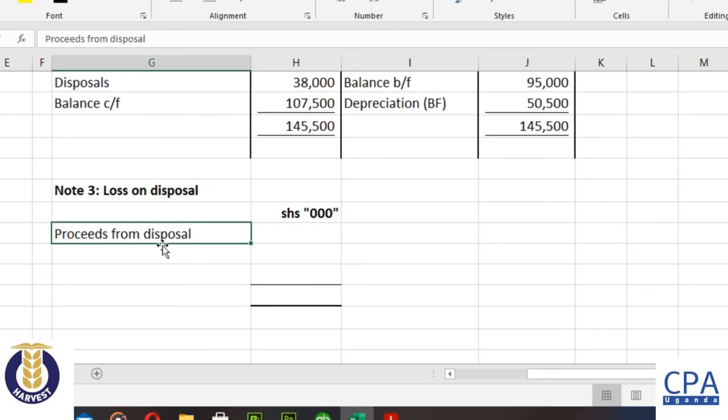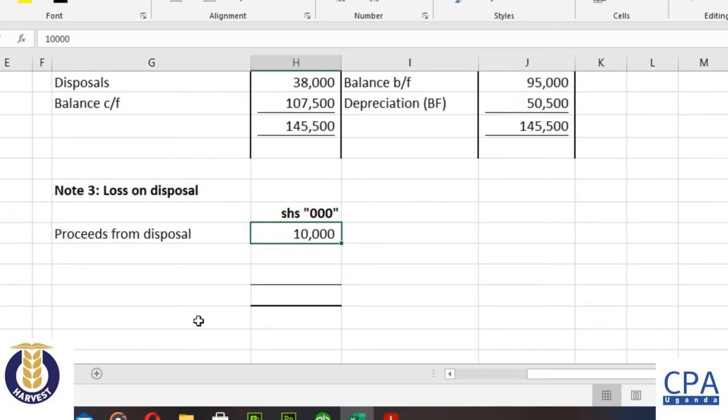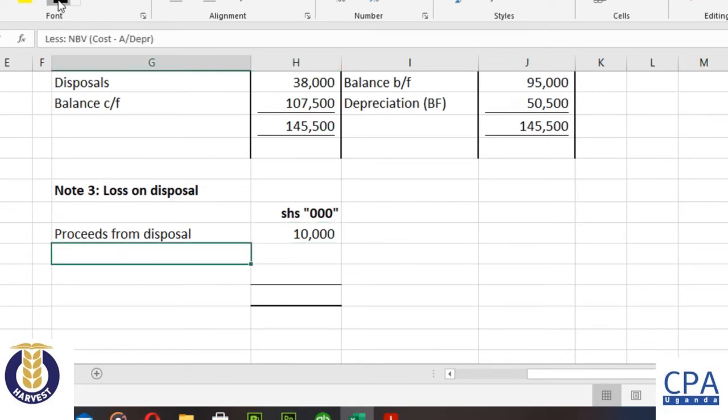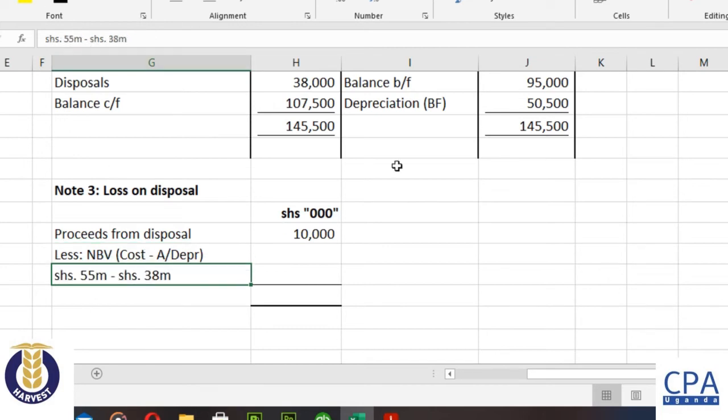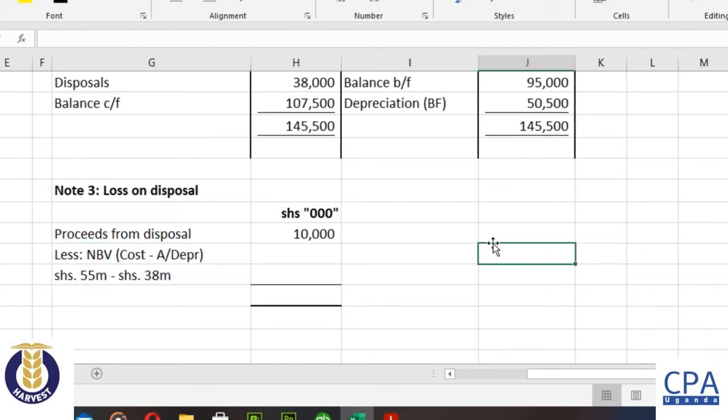So as we have seen in the note, the proceeds from disposal amounted to 10 million. So we less the net book value. To get the net book value, we have to get the cost, which is indicated in note number 2, minus the accumulated depreciation, again indicated in the same note. So the cost we are told is 55 million, and the accumulated depreciation on the item disposed of is 38 million. So the difference gives us a figure of 17 million.